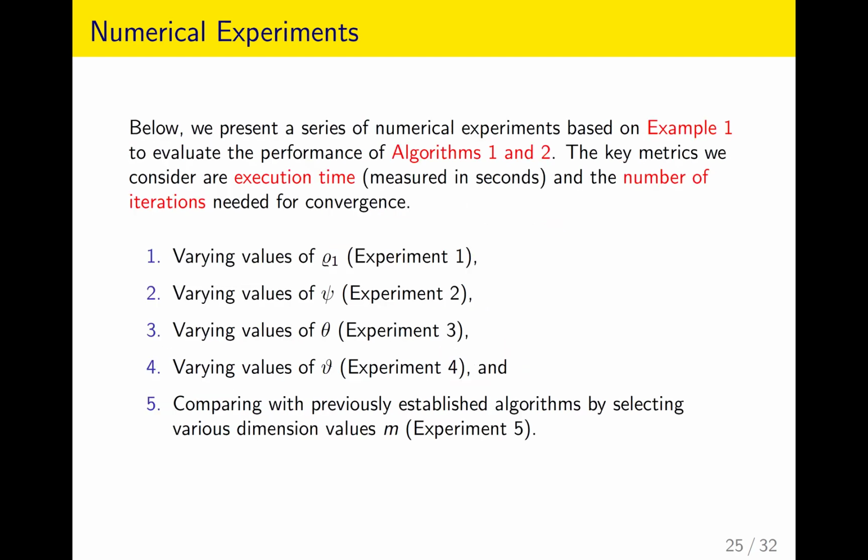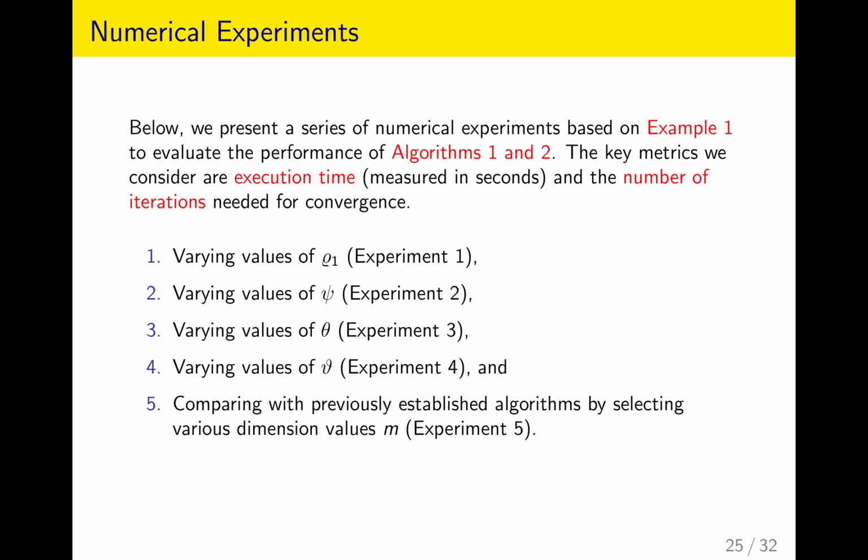The main purpose of this numerical experiment is to study the behavior of each parameter in our algorithm. We will see how the step size varies and what the effect of changing the step size on our algorithm is, which is experiment one. Then we have the parameter psi, which is used in the step size evaluation, and that is experiment two. Then we have the first inertial parameter and the second inertial parameter, and fifth, we will compare our algorithm with previous algorithms of the same nature using different dimensions.